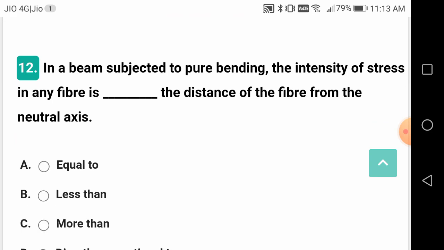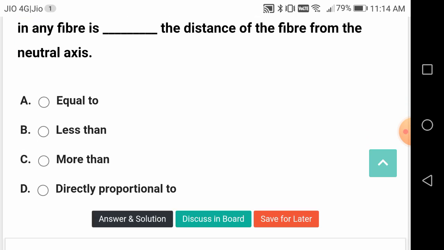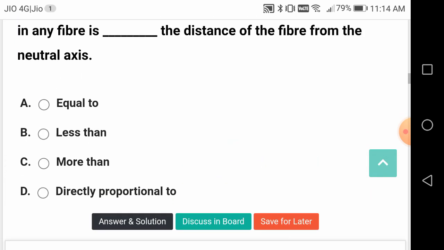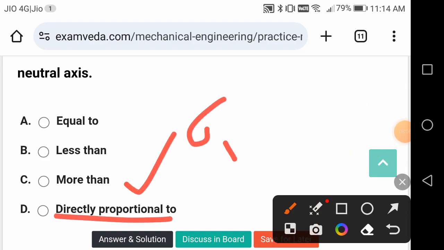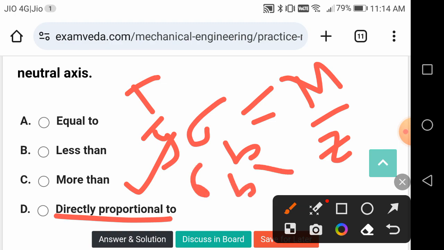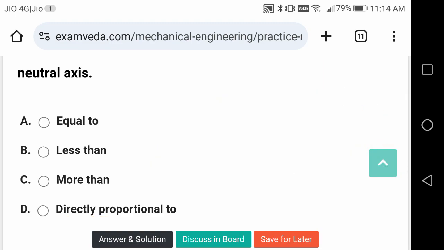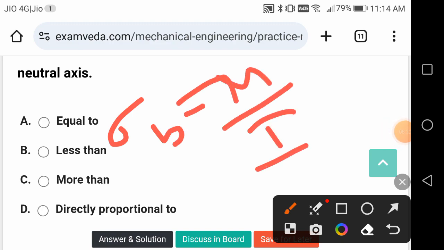In a beam subjected to pure bending, the intensity of stress in any fiber is dash the distance of the fiber from the neutral axis. It is definitely directly proportional to. Okay, friends, this is directly proportional to, because you know that sigma b is equal to M by Z, right? But Z is equal to I by y. Substituting that, sigma b is equal to M, bending moment, by I by y. So y will go up.